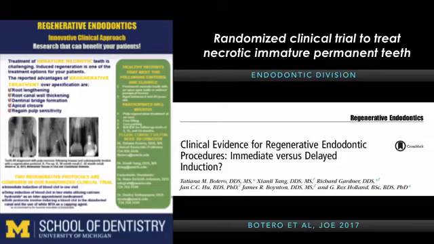You see here, this is the research I'm conducting at the university with my grad students at the endo department. It is a clinical randomized trial where we are trying to save teeth that get necrosis. They are immature, and with this protocol, we induce the formation of new tissue and completion of the roots.